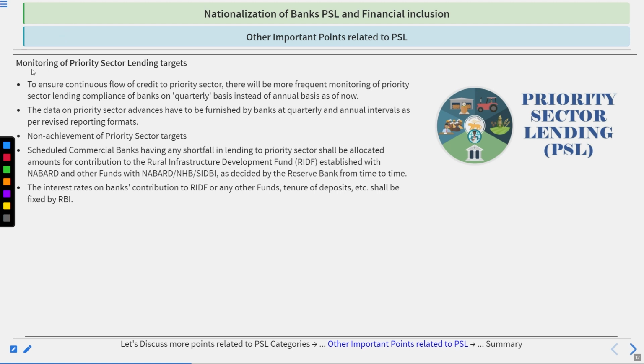Then other important points related to the PSL, or priority sector lending. Monitoring of priority sector lending targets.